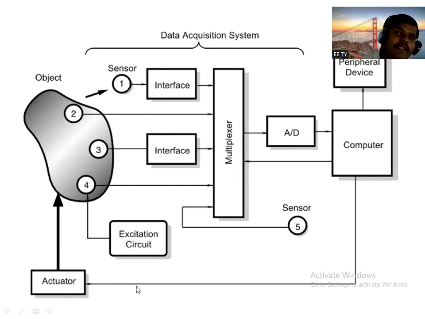Again, sensor 2, sensor 4 and sensor 5 are directly connected to the multiplexer, and for 1 and 3 there is some device that can be connected. Why? Yes, tell anyone.